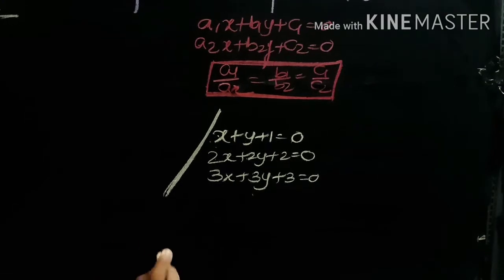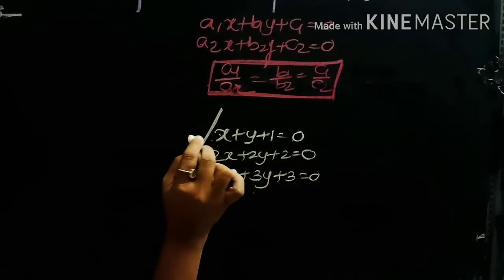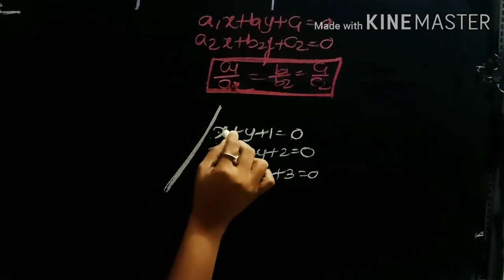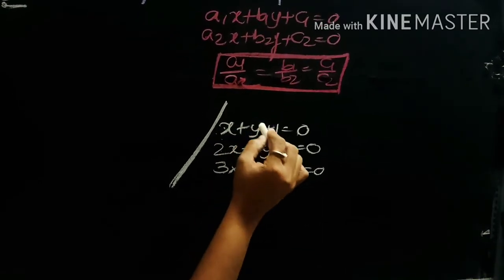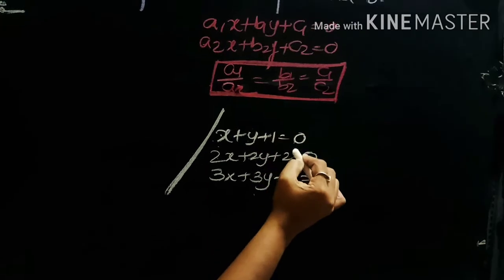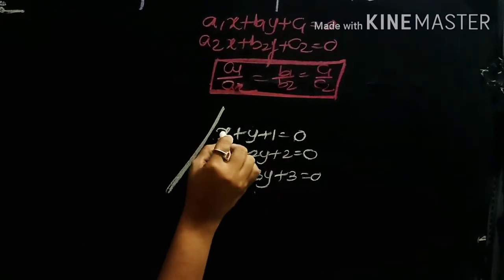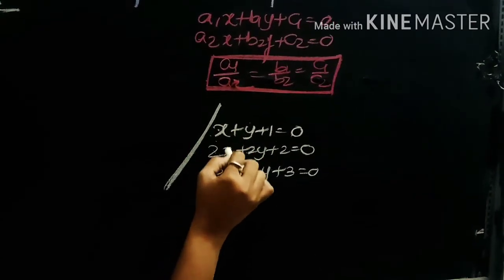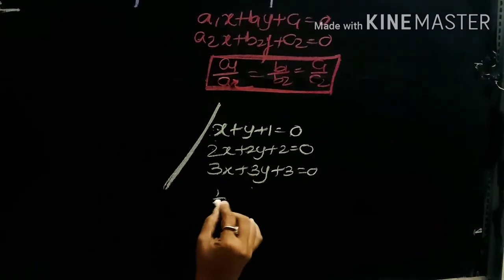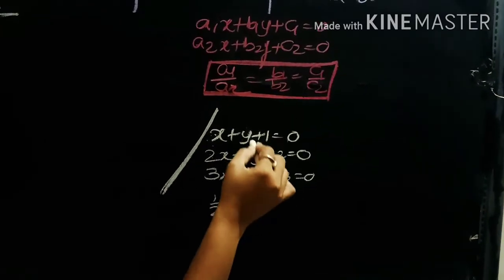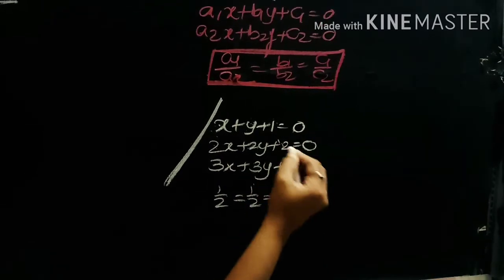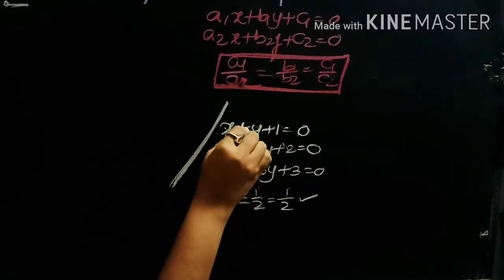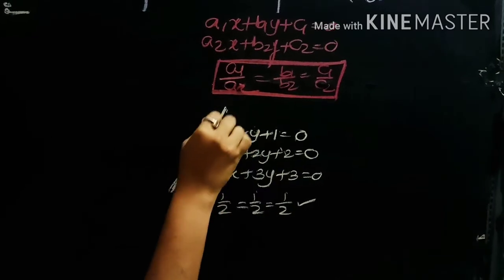So here the condition for two equations to represent the same line is that the ratios of the coefficients are equal. That is, x coefficient by x coefficient is equal to y coefficient by y coefficient is equal to constant by constant. What are the x coefficients here? 1, 2. 1 by 2 is equal to y coefficient by y coefficient. What are the y coefficients here? 1 by 2 is equal to constant by constant, that is 1 by 2. So here the first equation and second equation represent the same line.